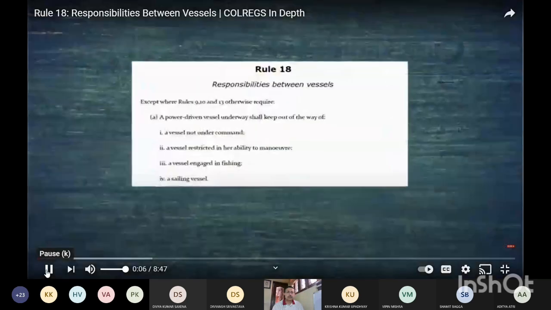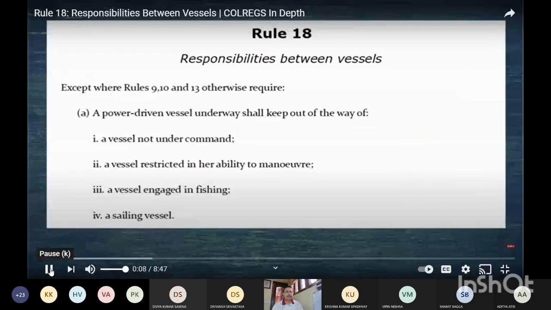Hello and welcome to today's video where we're looking at Rule 18, responsibilities between vessels. As always, we're going to be looking at the rule itself and then applying it in a couple of different situations.